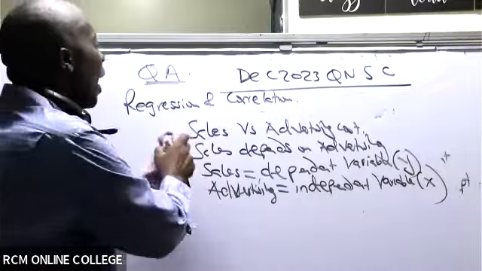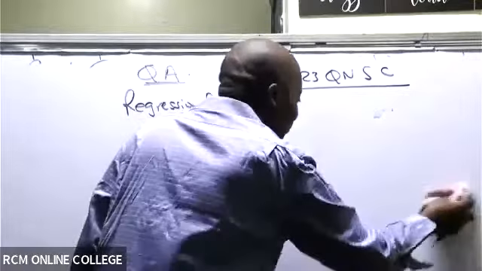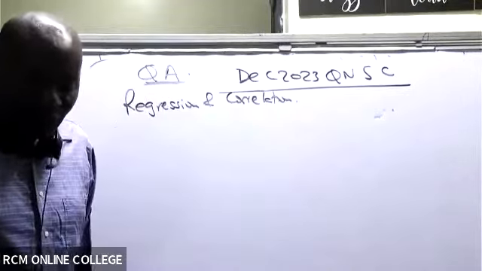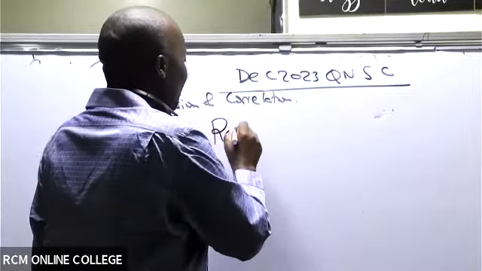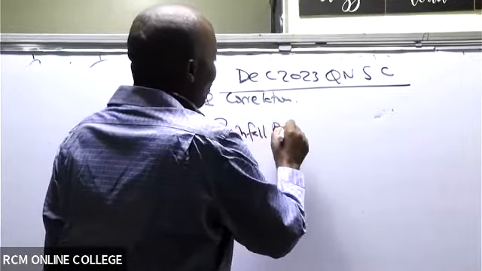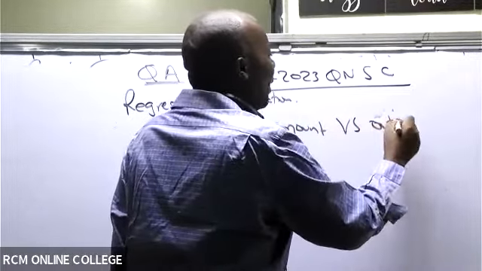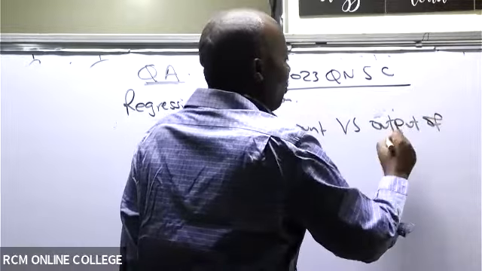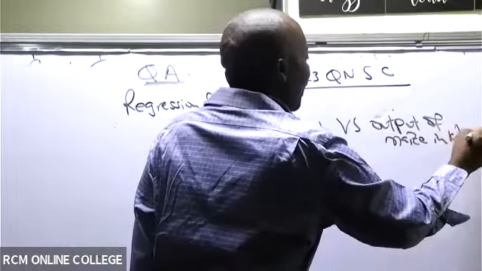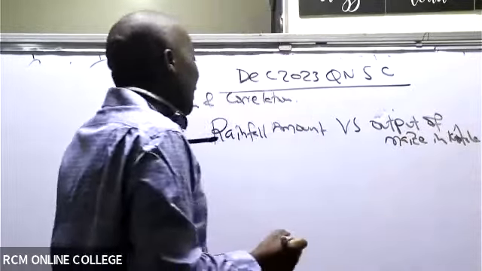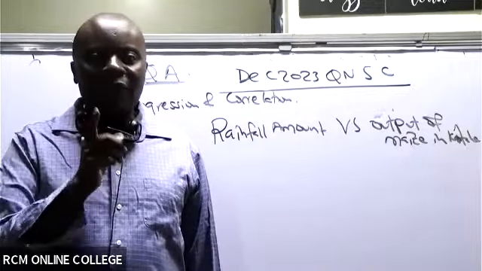Thank you so much. How about this one? This one, I'm 100% sure you guys will be able to get this right very well. For example, you are given rainfall amount versus output of maize in Kitale. So in this case, I think rainfall amount should be Y. Rainfall amount will be Y.